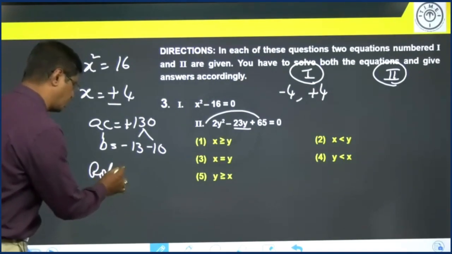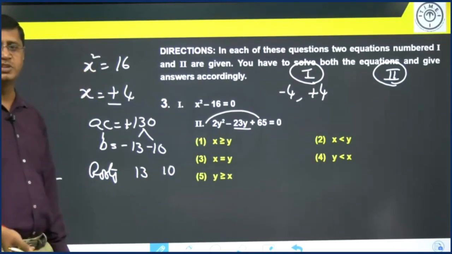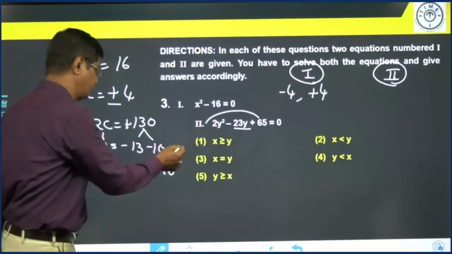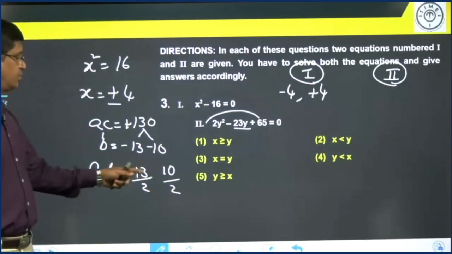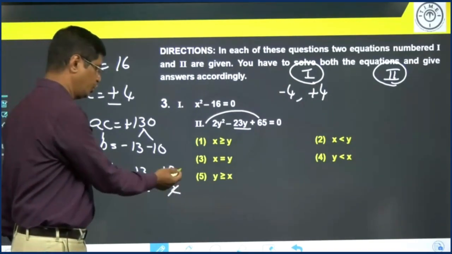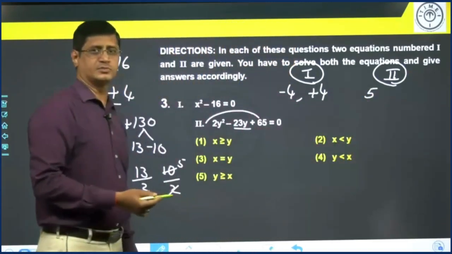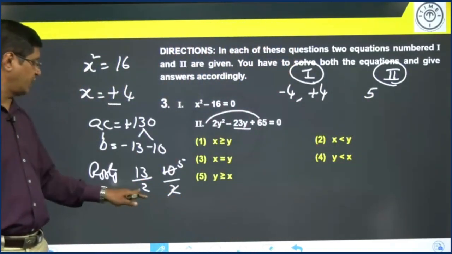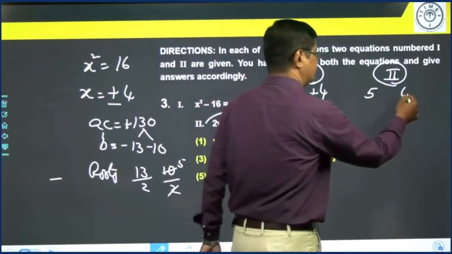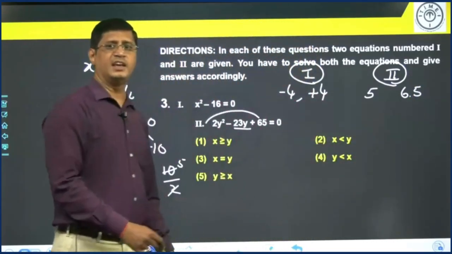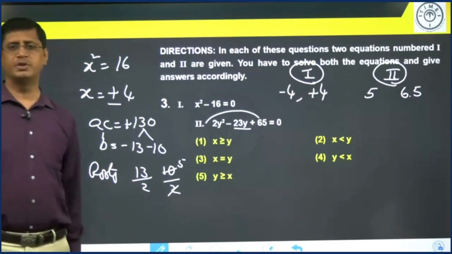Then what about the roots? The roots of this quadratic equation are the same numbers. Just take the same numbers with opposite sign and divide with the coefficient of y square. Simplify. What is the cancellation? 2 goes 5 times. So the first root of the second quadratic equation is 5. The other one is 6.5. 13 by 2 means 2 goes 6 times, and 1 by 2 means 0.5.